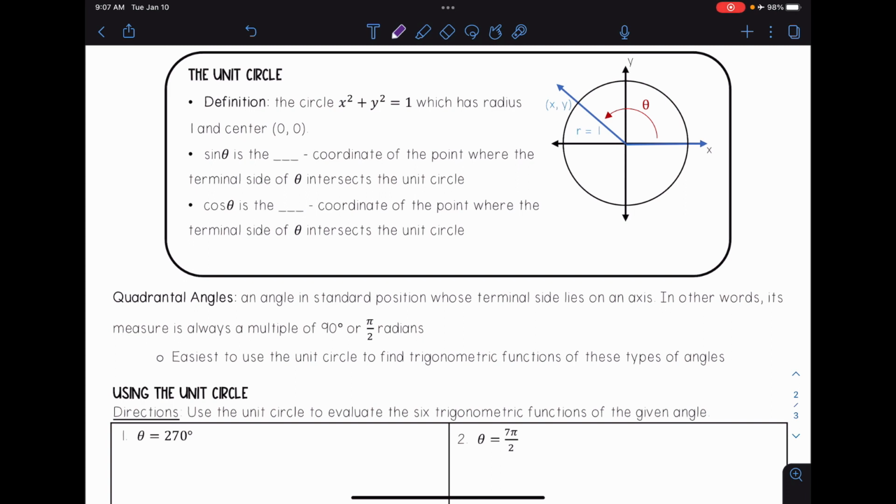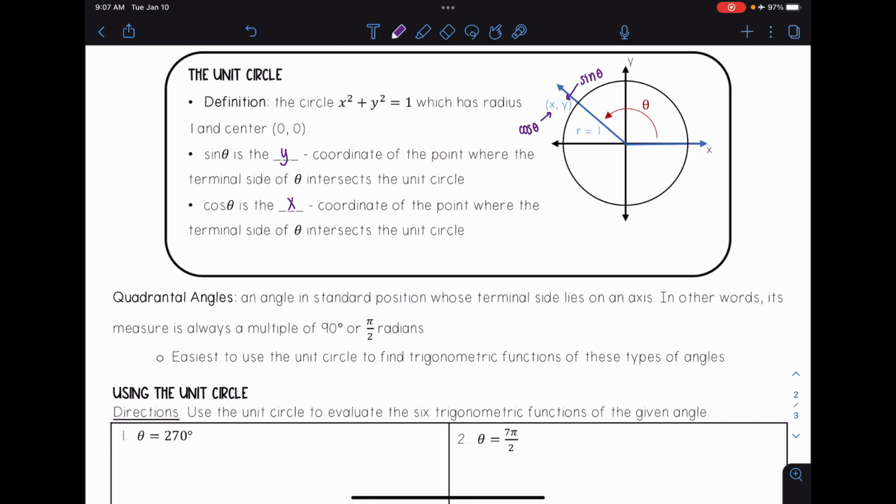And something that we see here is that sine of theta and cosine of theta are just going to be your y and x coordinate. So sine of theta is the y coordinate of the point where the terminal side of theta intersects the unit circle, and cosine of theta is the x coordinate. So here, x is equal to cosine of theta, and y is equal to sine of theta.